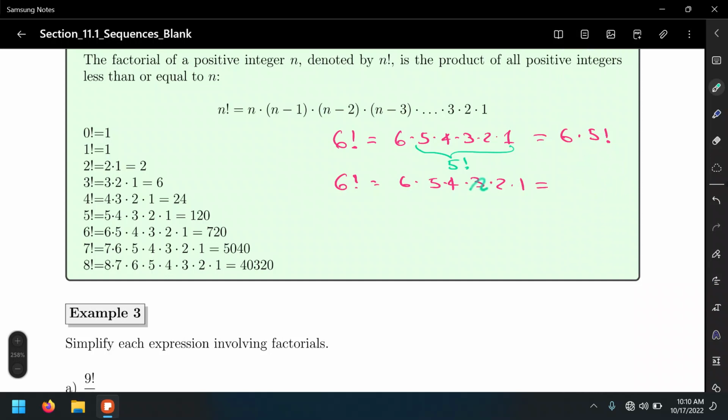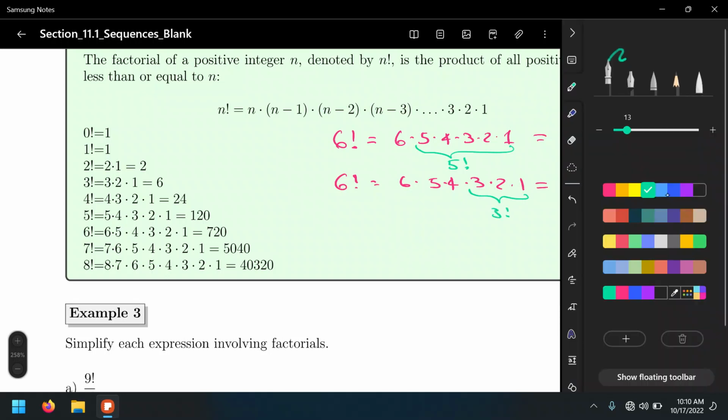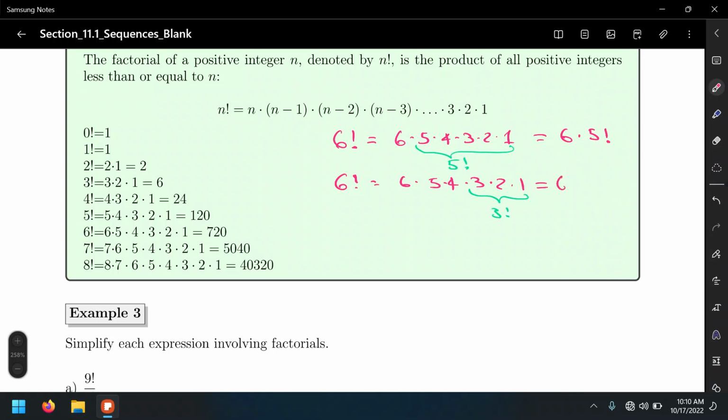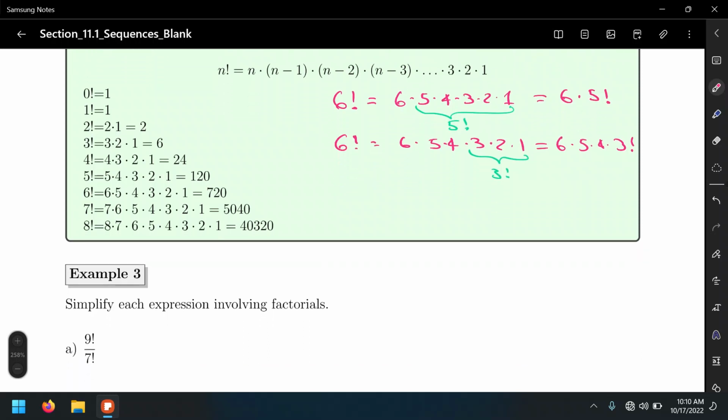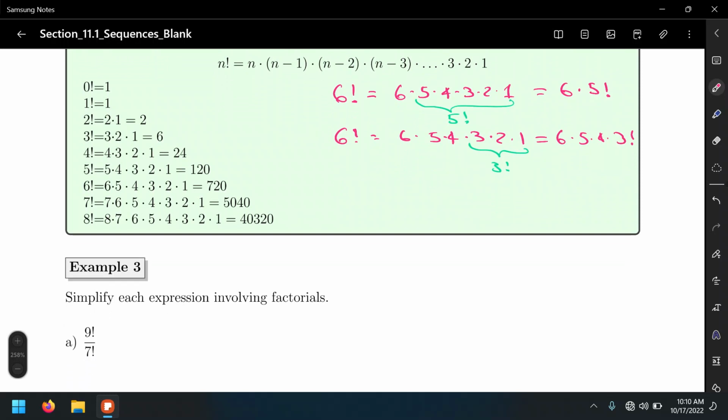So I'm going to group these 3. When I group these 3 times 2 times 1, that's the same as saying 3 factorial. So another way to write the number 6 factorial is 6 times 5 times 4 times 3 factorial. Which one is the correct way to write it? It's not that one is correct and one is incorrect. That's going to depend on how we want to use them to simplify a numerator or denominator of factorials. To see this in action, let's look at some examples.